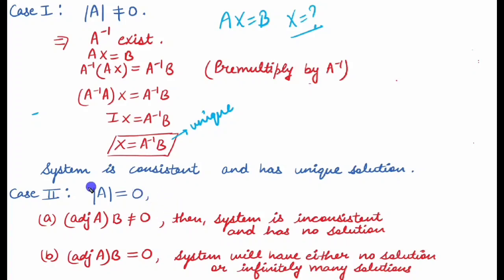Now, when the determinant of A is 0, then the system can be consistent or inconsistent, and it will depend upon a factor known as adjoint of A into B. So when the determinant of A comes out 0, then we will find out a term which is adjoint of A into B, and we have to see its value. If adjoint of A into B is a null matrix, then we can say that the system will have either no solution or it will have infinitely many solutions. But if adjoint of A into B comes out non-zero, then we can directly say that the system is inconsistent and it will have no solution.